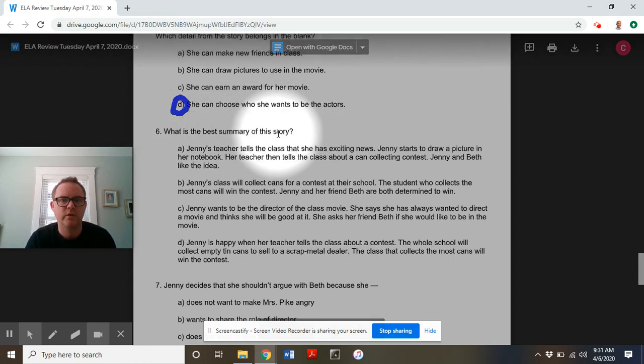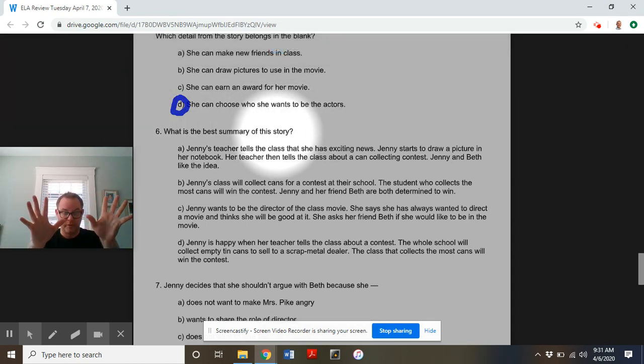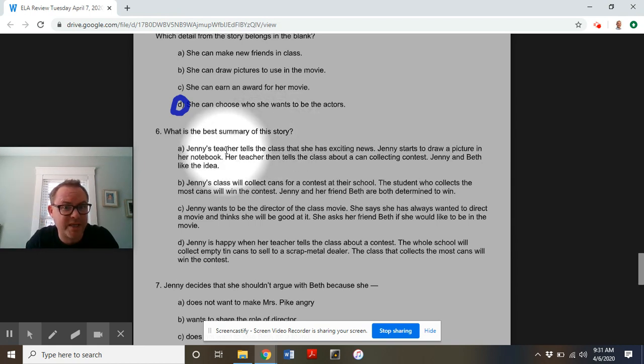Ooh, summary. Okay, so we've got to take everything that we discovered in this story, try and put it into a couple of sentences. Let's see which one is the best summary. Now, wait a minute, hang on. What should be included here? The characters, the problem, and then what, if anything, the solution was, right? Possibly the setting. Let's go.